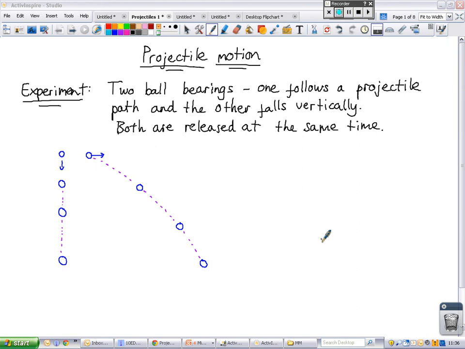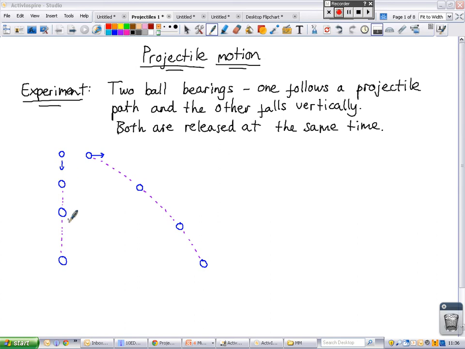Projectile motion that we talked about yesterday, we did a quick experiment with two ball bearings. The machine releases both of these balls at the same time. This one is projected horizontally and this one falls straight down. They both hit the ground at exactly the same time. So that leads us to what's happening to the motion.